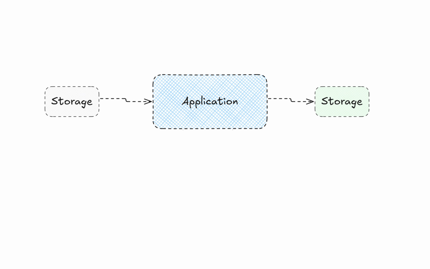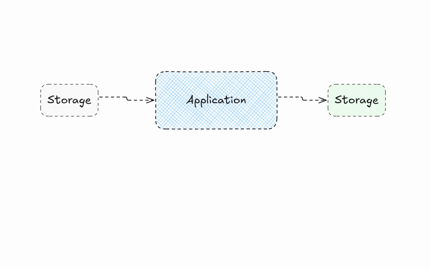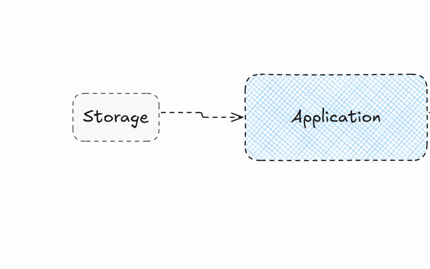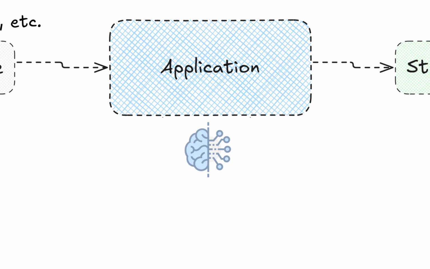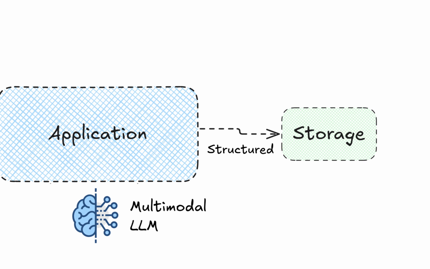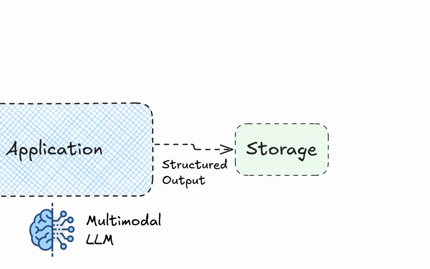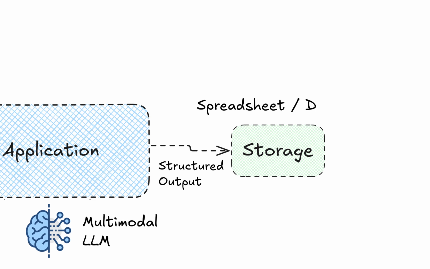So how does an AI workflow like this actually come together? At a very high level, it simply fetches data from a storage layer. These could be scans, PDFs, or any document source. It processes those inputs through a multimodal LLM and produces a structured output that is then exported back to a storage destination, whether that's a spreadsheet or a database. In this video, I'll walk you through the exact code step by step so you can follow along and have your own workflow running by the end of it.